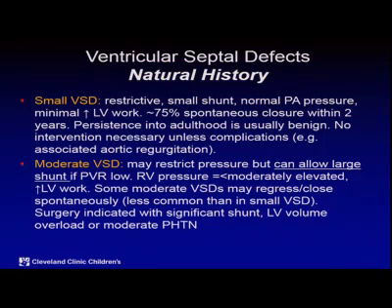For moderate VSDs, they can go both ways. They may be restrictive to pressure, but they can allow large shunting if the pulmonary vascular resistance is low enough. RV pressure is generally less than moderately elevated, but you do have increased workload on the left ventricle. So these are in between small and large. Some of them need to be repaired, some may not. Some moderate VSDs may regress or close spontaneously, which is less common than in small VSDs. Surgery is indicated if we have significant shunting, volume overloading, or moderate pulmonary hypertension.